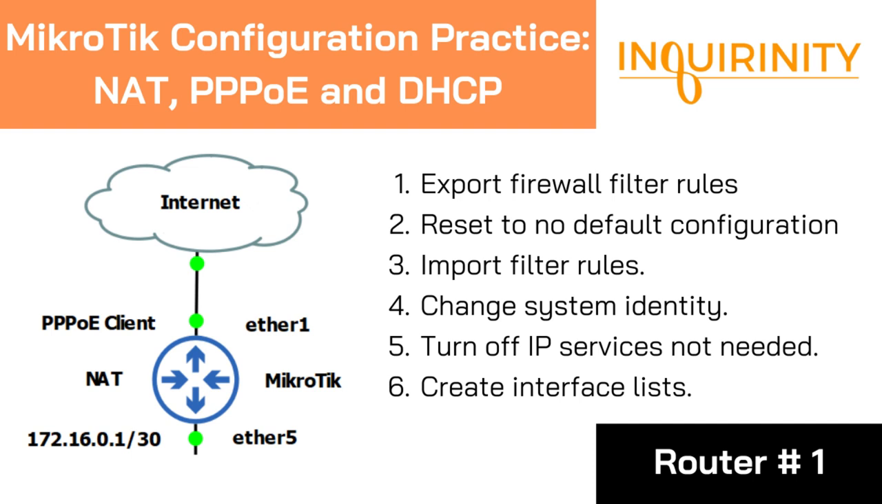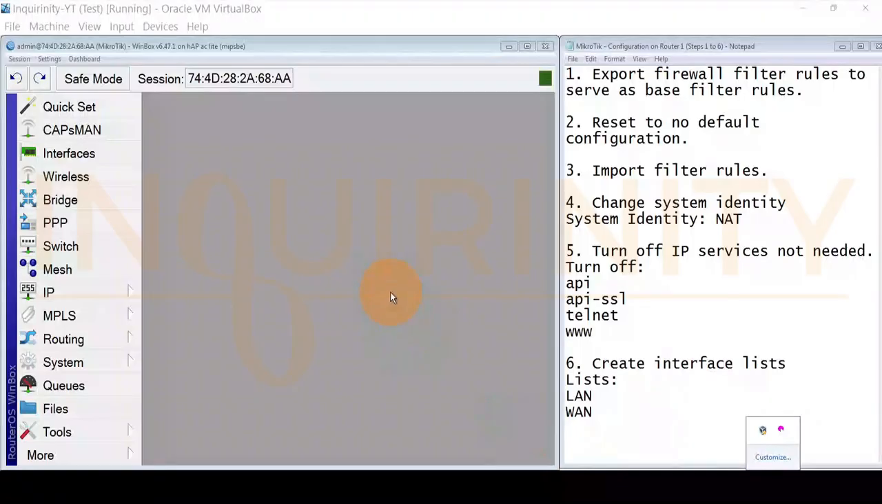It is connected to an ISP router on Ether 1, or port number 1, and is connected to router number 2 via Ether 5, or port number 5. We have the first 6 tasks to accomplish, so let's head over to router 1. This is our router number 1, a MikroTik hAP ac lite, and listed here are the initial tasks that we have to perform on this router.